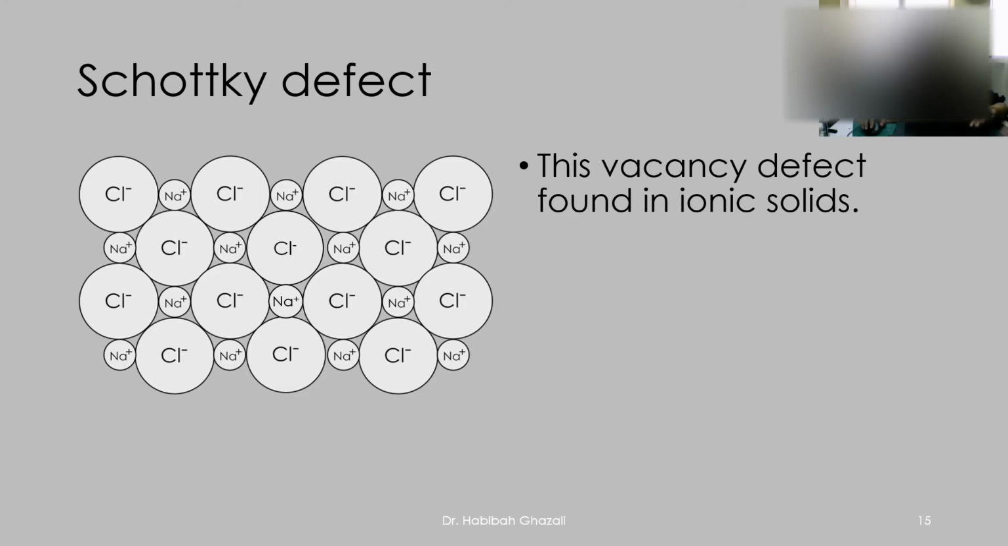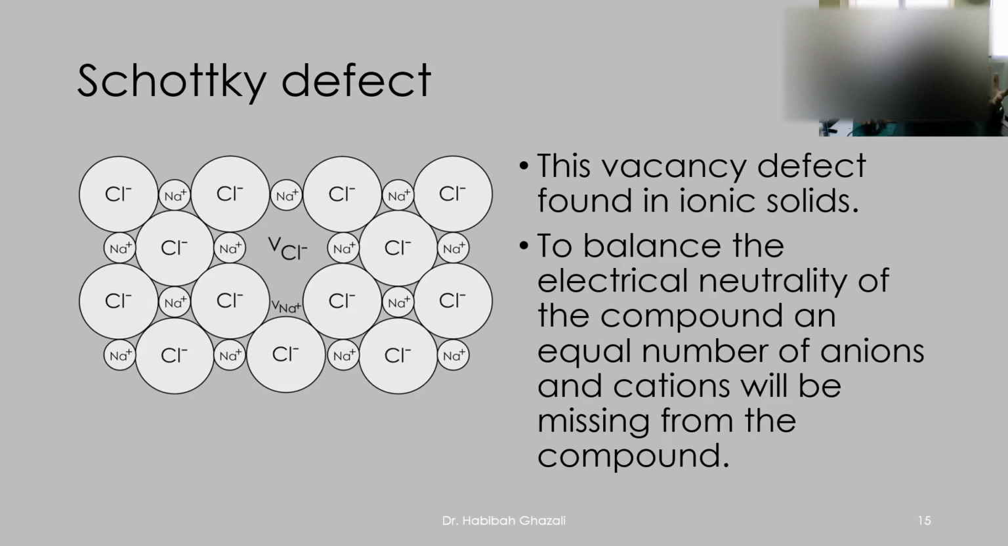In this case, we cannot simply have a vacancy of just one of these ions, because it will lead to charge imbalance. So in this case, when an anion is missing, one cation also is going to be missing from the crystal structure. This is to balance the electrical neutrality of the compound. An equal number of anion and cation will be missing from the compound. So this is an example of sodium chloride, and this is a Schottky defect.